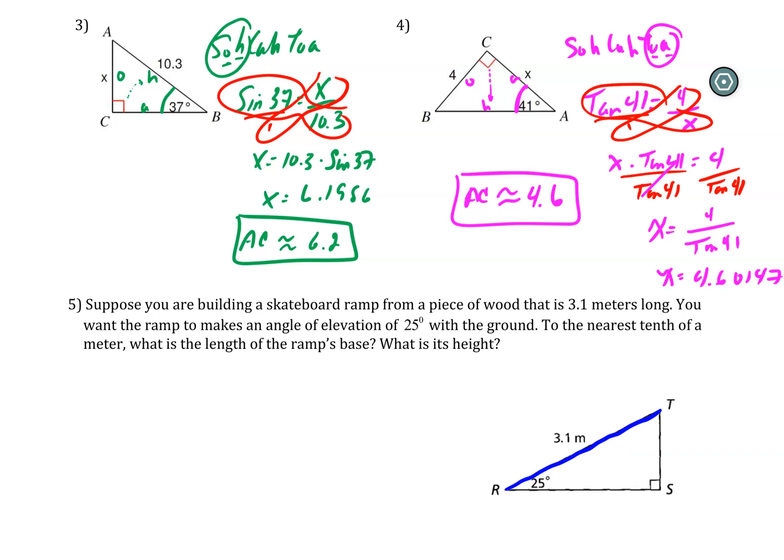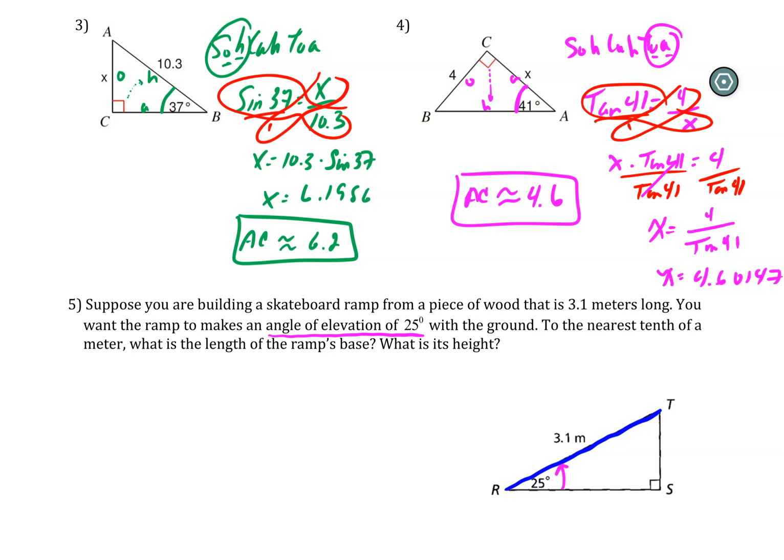You want the ramp to make an angle of elevation of 25. Again, angle of elevation, we're going to talk more about this in depth, but angle of elevation, that's an increasing angle. So just think from here, from the ground up. So from here, that's this one here. So we're going up in that angle measure. So it's an increasing angle. So that's our angle of elevation.